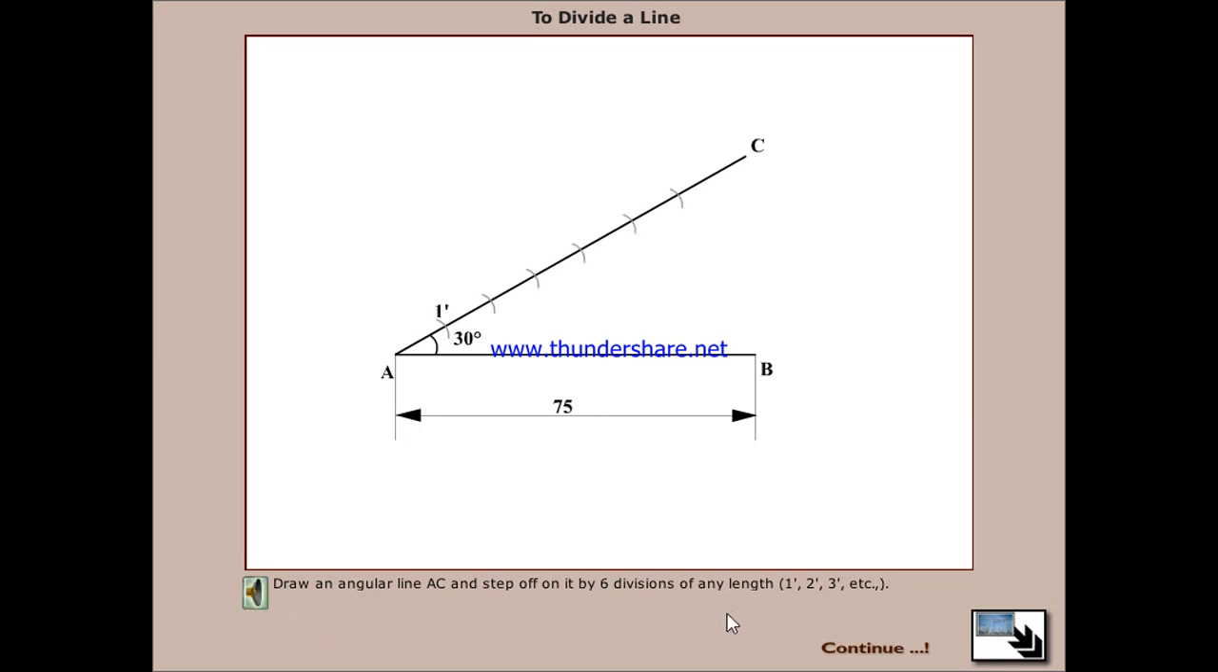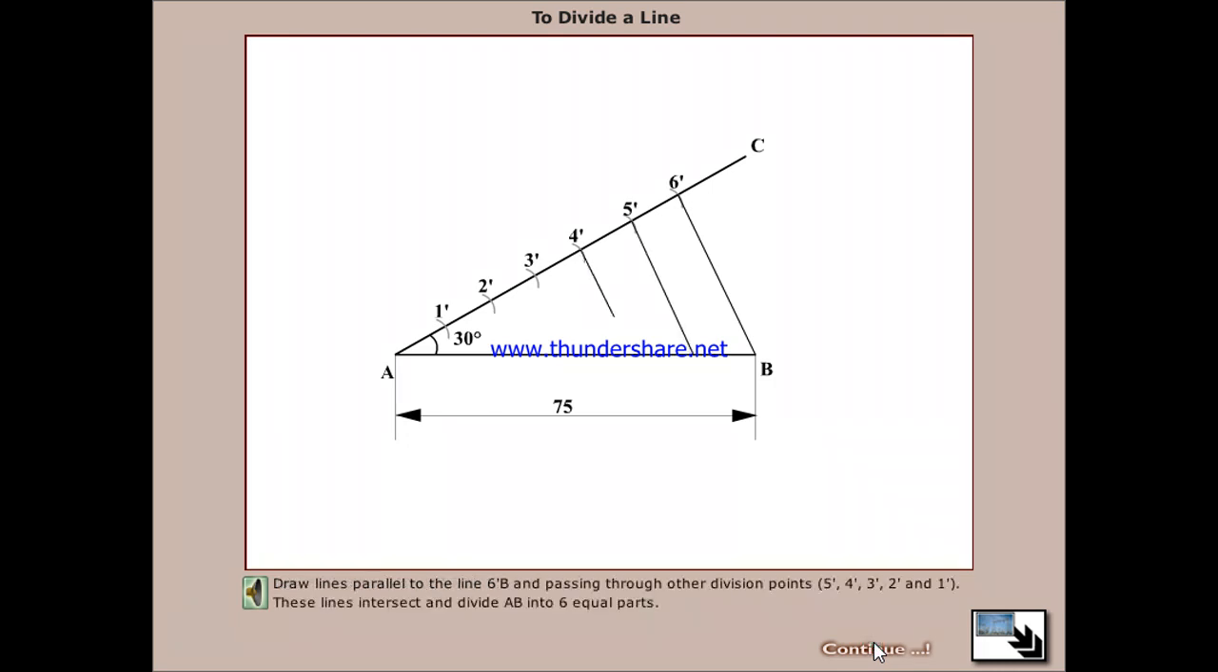Draw an angular line AC and step off on it 6 divisions of any length: 1 dash, 2 dash, 3 dash, etc. Join the last division, 6 dash, with B. Draw lines parallel to the line 6 dash B passing through the other division points 5 dash, 4 dash, 3 dash, 2 dash and 1 dash. These lines intersect and divide AB into 6 equal parts.